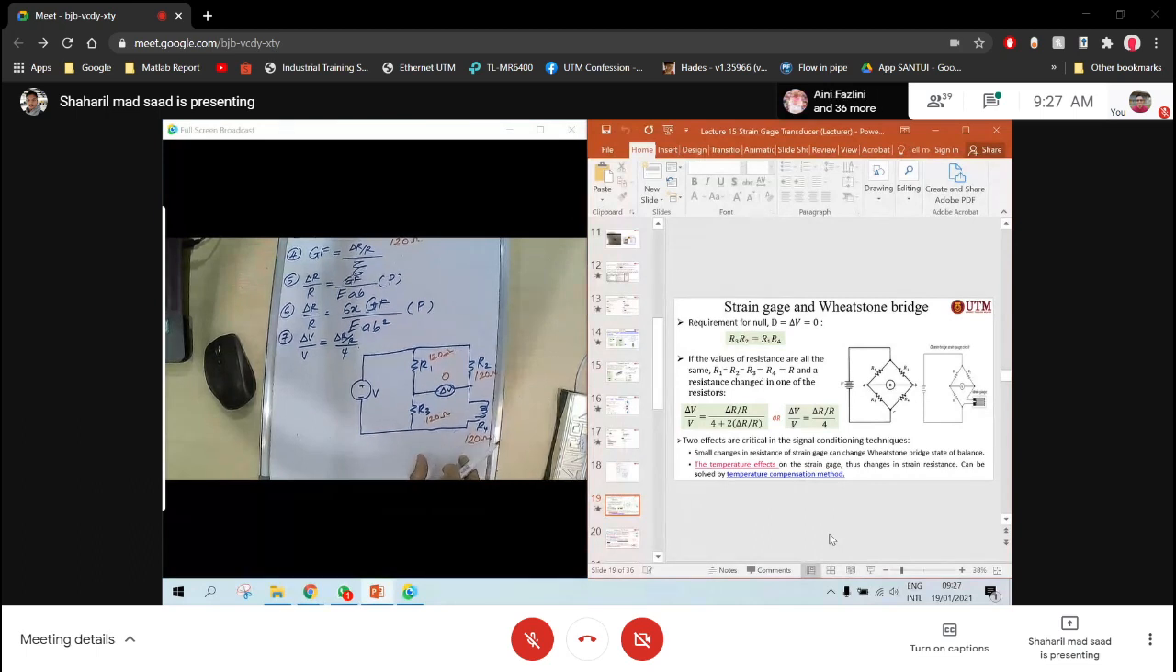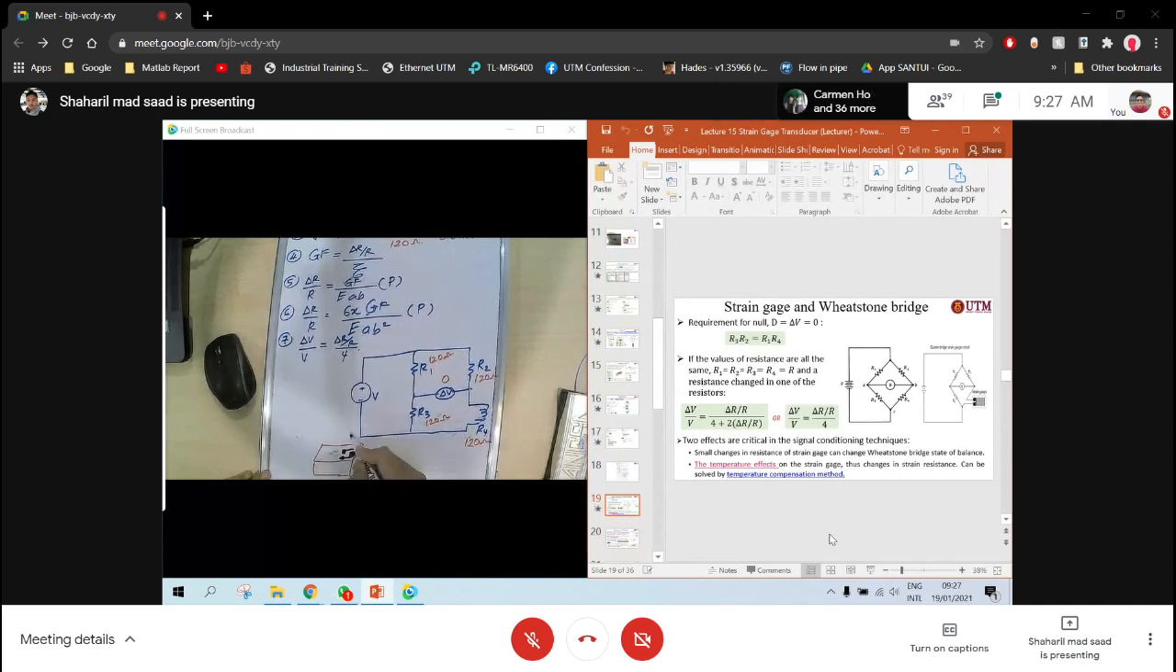However, when you apply your strain gauge on a certain object, it will have some effect. We call it the temperature effect. So for example, this is your object. Now you apply your strain gauge here, strain gauge here.